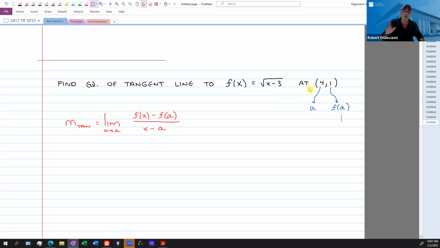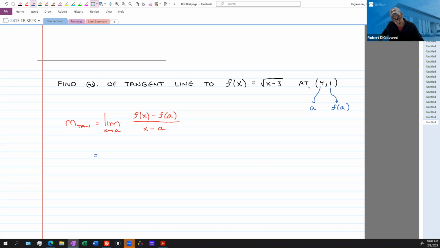So in the previous problems, all I gave you was the a, right? I told you like x equals 3 or x equals 1. I only gave you one of the pieces, and then we had to go find the other piece. Here, if I give you the point, I'm actually giving you both the a and the f of a, which is nice because it makes your life easier, right?